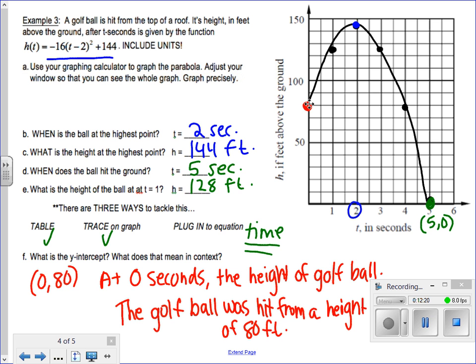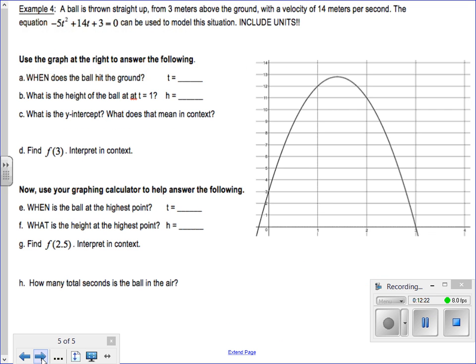All right, let's try one more. This is one more problem where we gave you the graph. A ball is thrown straight up from 3 meters above the ground. It has a velocity of 14 meters per second. This equation, negative 5t squared plus 14t plus 3, can be used to model the situation. When does the ball hit the ground? That's easy. Now look at the graph, find the x-intercept. That was after 3 seconds.